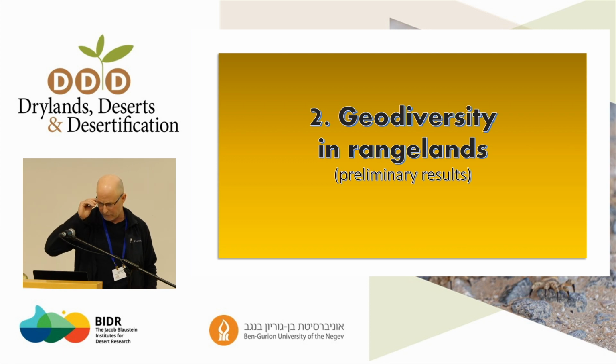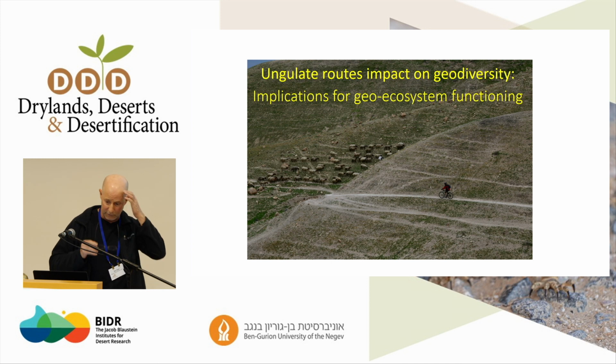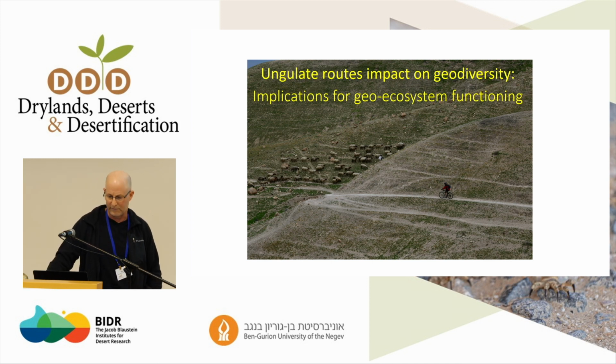So far for the first case, and now we'll move to the second case of geodiversity in rangelands, for which I will very shortly present some preliminary results. The concept of this project is to assess the ungulate roots' impact on geodiversity and specifically the implications for geoecosystem functioning.